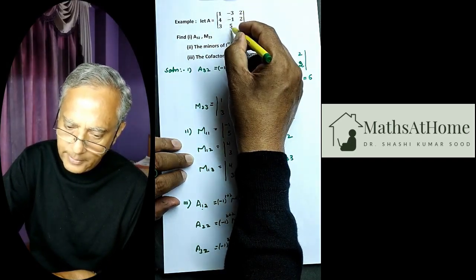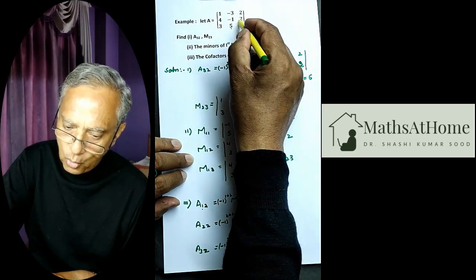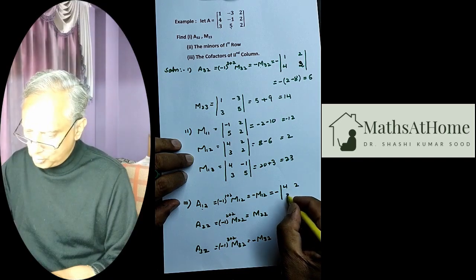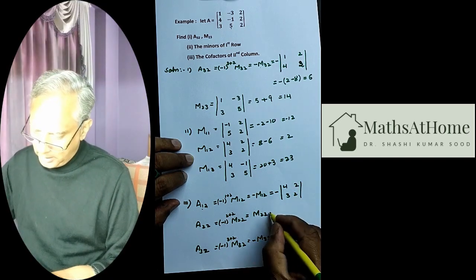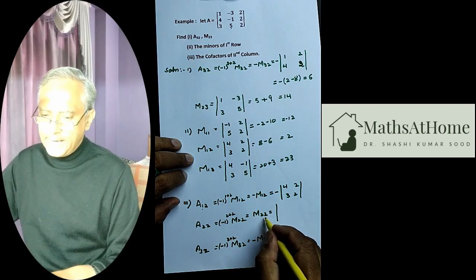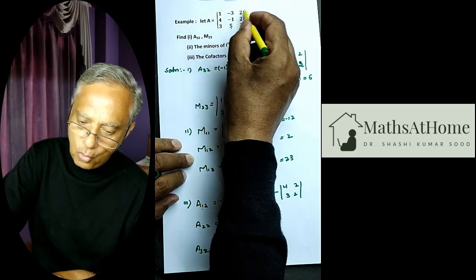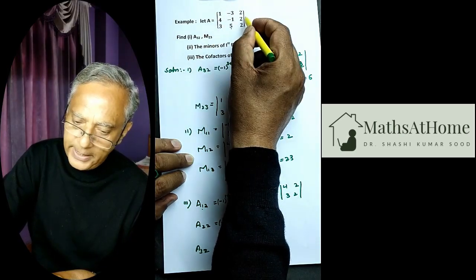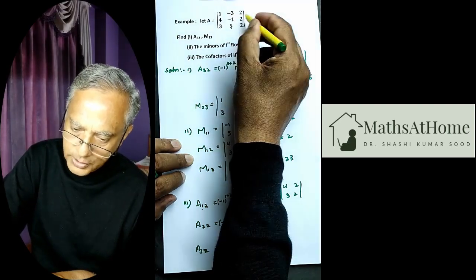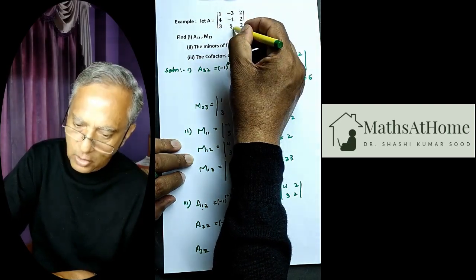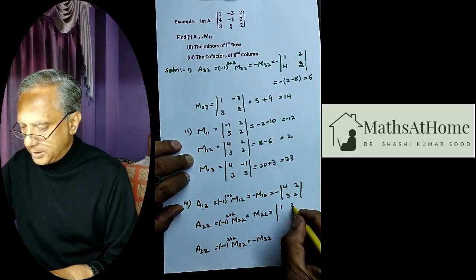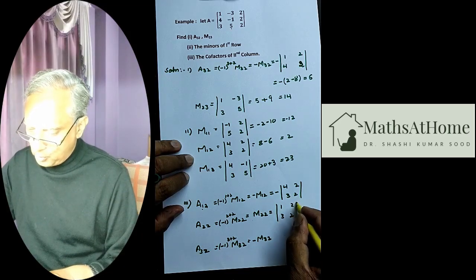First row, second column will be deleted and we will remain with 4, 2, 3, 2. So we will get 4, 2, 3, 2. And here, now second row and second column will be deleted. Second row, second column will be deleted and we will get 1, 2, 3, 2. So this will be 1, 2, 3, 2.